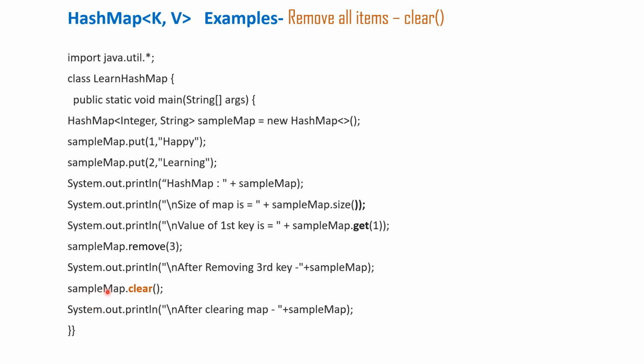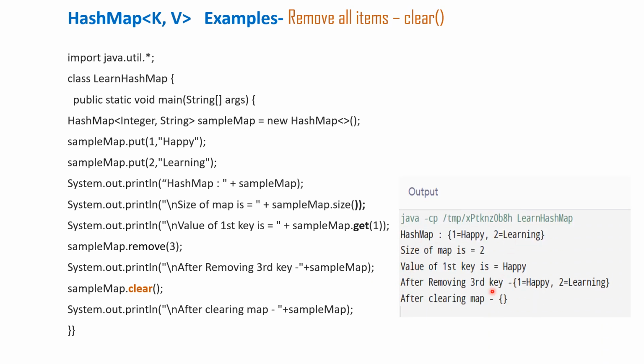At last I'm clearing the whole map here. So the sample map, the object of the map which we have created, dot clear, I am giving. After clearing the map, I'm just printing it out. We have to check whether it is successfully deleted, meaning all the items are removed from the map or not. So I'm just checking it out. Let's see the output. Here, after clearing the map, there is nothing. Okay, hope this one is clear.